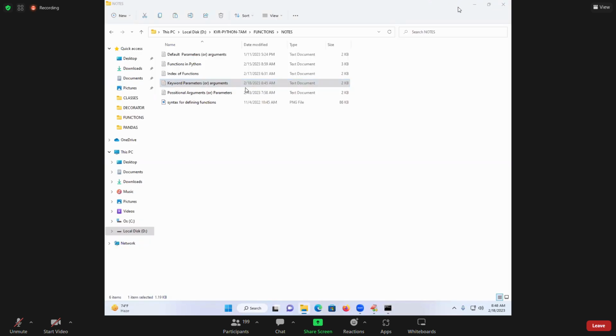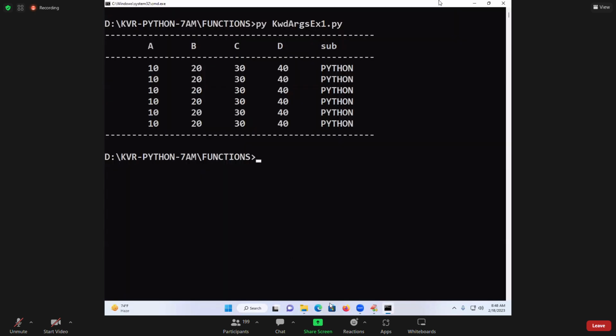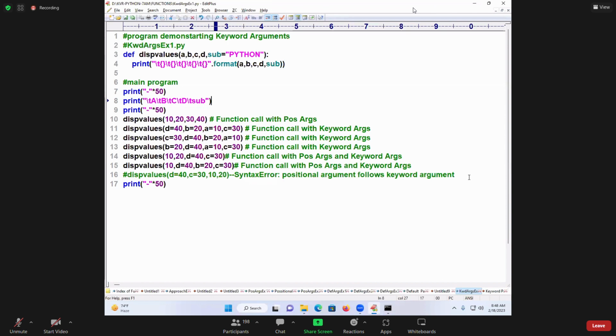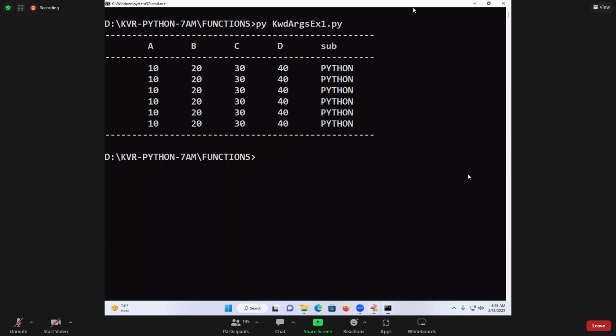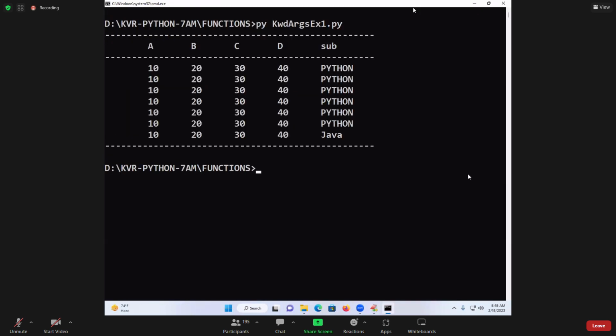You go for it. Next, go to the program. I will write it. Display values of sub is equal to Java, D is equal to 40, A is equal to 10, C is equal to 30, B is equal to 20. What is this? Function call with keyword arguments, default argument. You execute it. You see Java.